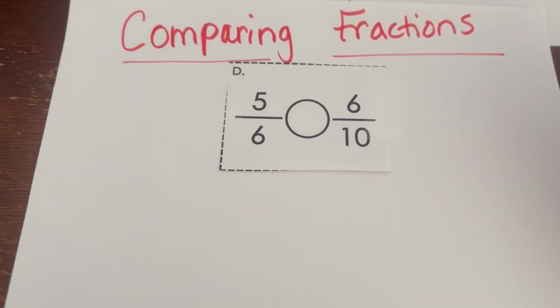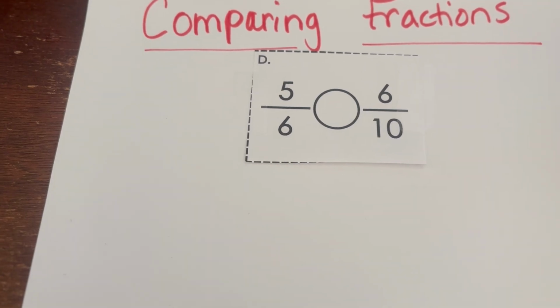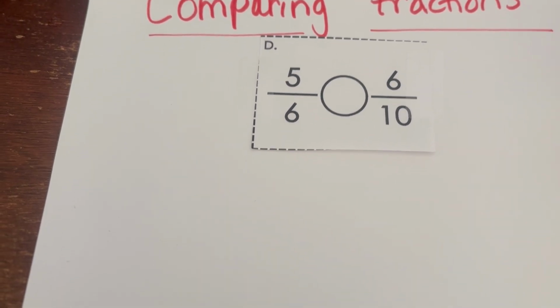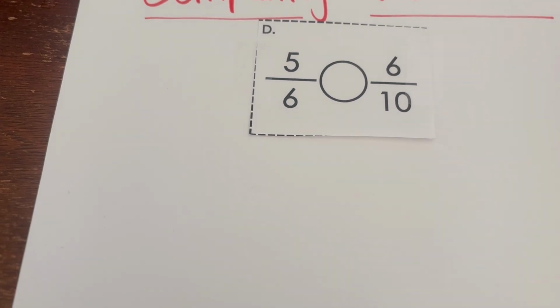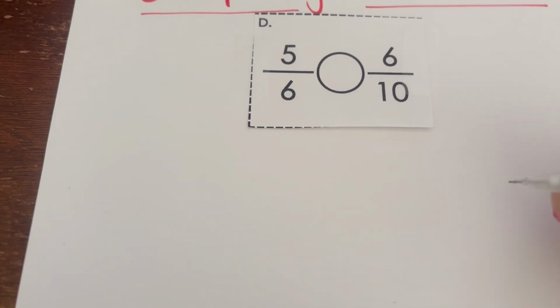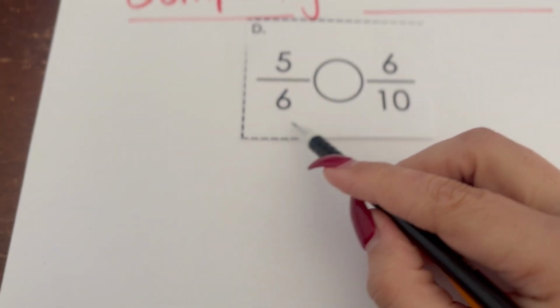Hi guys, today we're looking at comparing fractions, and we're going to be looking at two ways to compare fractions. One using models and then one using a least common denominator strategy. So we're going to do the common denominator strategy first. The first step is to look at the denominators.